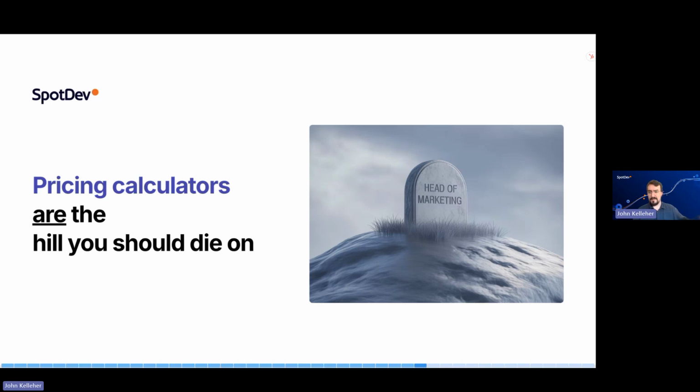This is the argument to have with all of the people in sales who are saying, well, why would they come to us if they didn't have the quote? This is the line in the sand that any head of marketing, anyone looking to design a website, should really be prepared to push forward on. Pricing calculators make such an immeasurable difference to the conversion rate on a website.